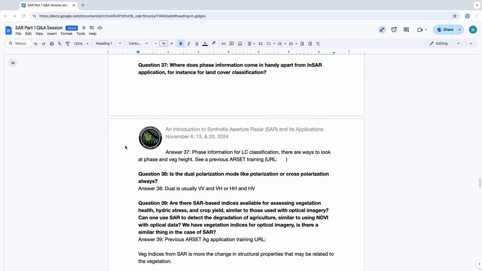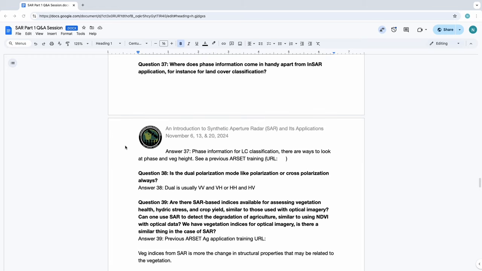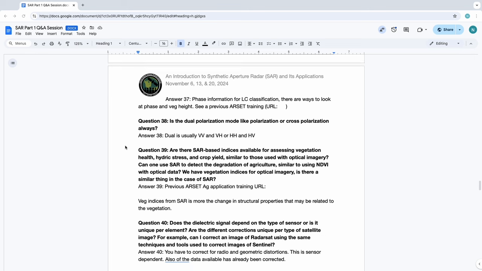Where does phase information come in handy apart from InSAR application, for instance, for land cover classification? So phase information, right, I mean, it's InSAR, but say for land cover classification, there are nifty ways of looking at phase to look at, for example, vegetation height. And there was an ARSET training back in 2020 on using InSAR to look at decorrelation of the signal to look at vegetation height, I believe. I can post more here in the answer.